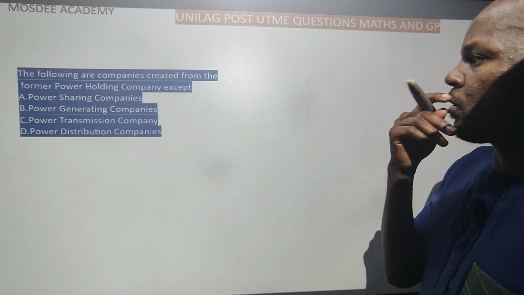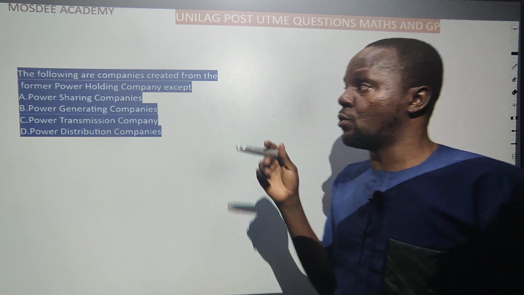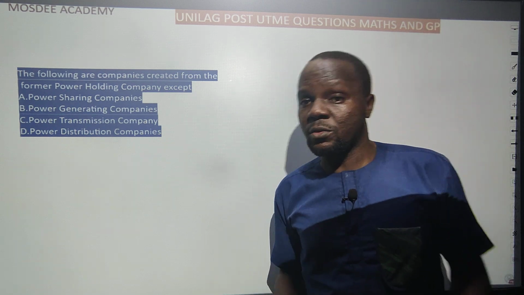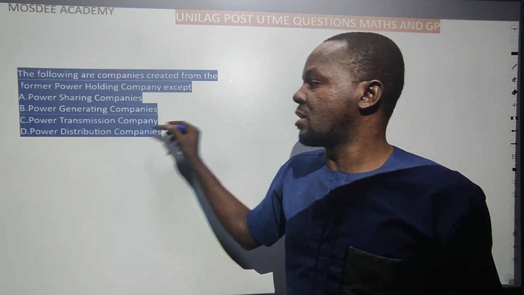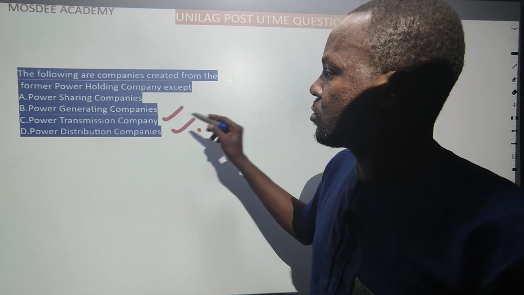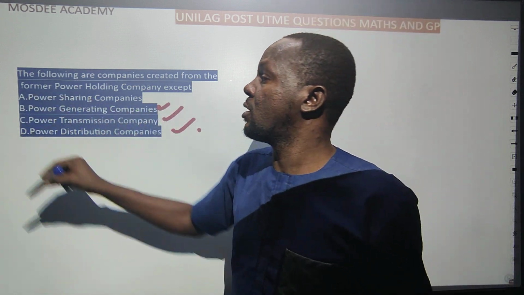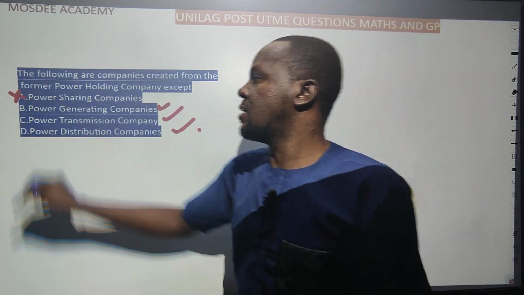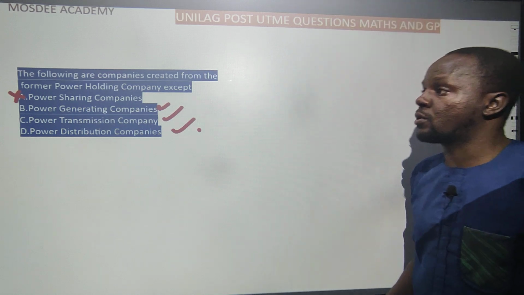And the next question, admin. The following are companies created from the former Power Holding Company. Now, this is a question on the Power Holding Company. Power transmission company is correct. Power distribution company is correct. Power generating company is correct. There is nothing like a power sharing company. So note that, and that should be the answer. Do we have any other question, admin?